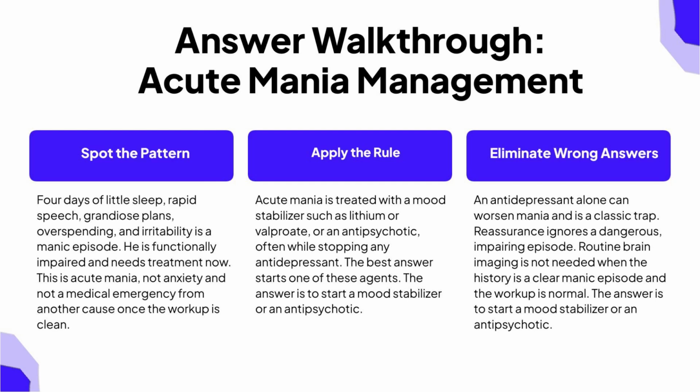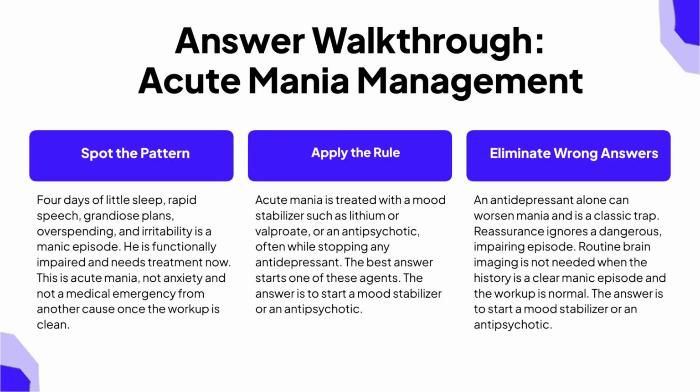4 days of little sleep, rapid speech, grandiose plans, overspending, and irritability is a manic episode, and he is clearly impaired, so he needs treatment now. This is acute mania. The rule for acute mania is to start a mood stabilizer such as lithium or valproate, or an antipsychotic, and to stop any antidepressant that could be fueling the episode.